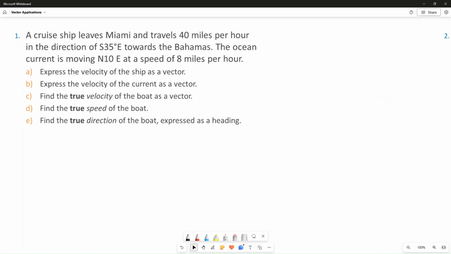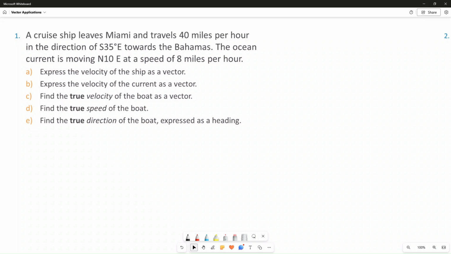Let's look at some application examples involving vectors. In this first example, we have a cruise ship that leaves Miami and travels 40 miles per hour in the direction of south 35 degrees east towards the Bahamas. The ocean current is moving north 10 degrees east at a speed of 8 miles per hour.